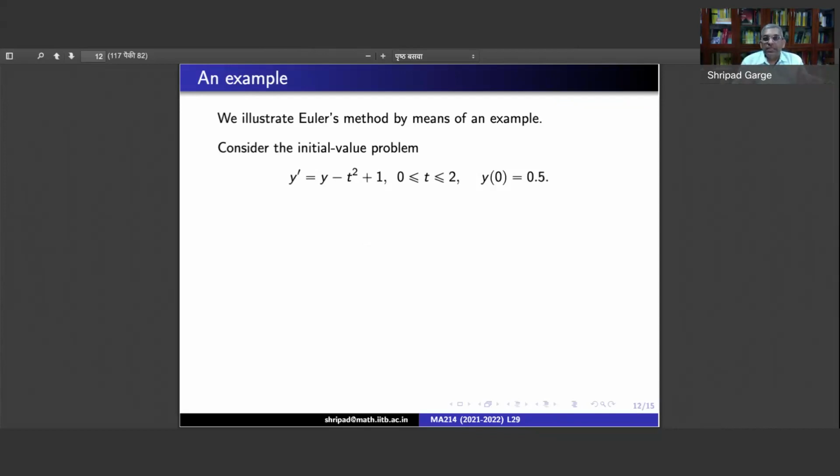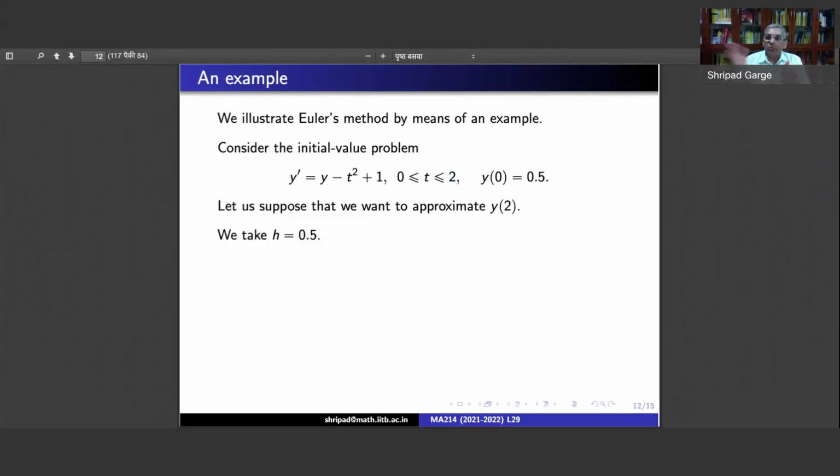We will not check the Lipschitz condition, but we will assume that this is a well-posed problem, and we start solving it. Let's suppose that we want to approximate y(2). Okay, so instead of approximating the whole function, we just approximate y at the other endpoint. That's what we are going to do. We are taking the step size to be 0.2. So we go from 0 to 0.5. I'm taking it to be 0.5, 0.2 will come later. We go from 0 to 0.5 to 1, 1.5 and 2. These are the small number of steps that we are going to look at.